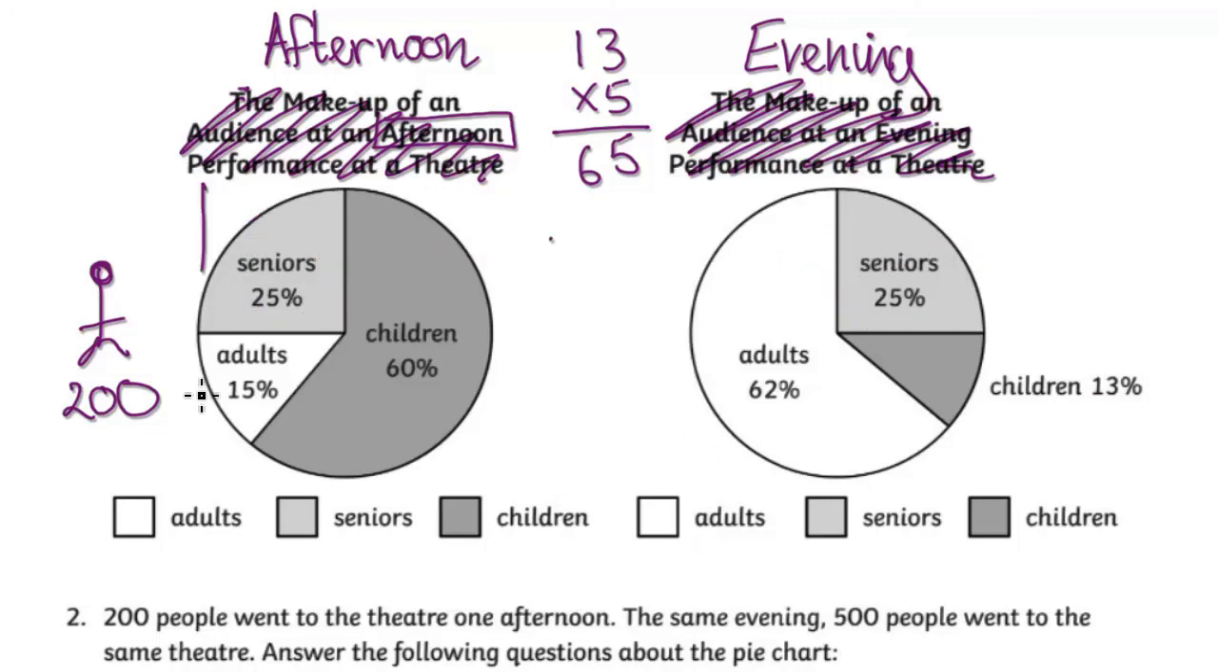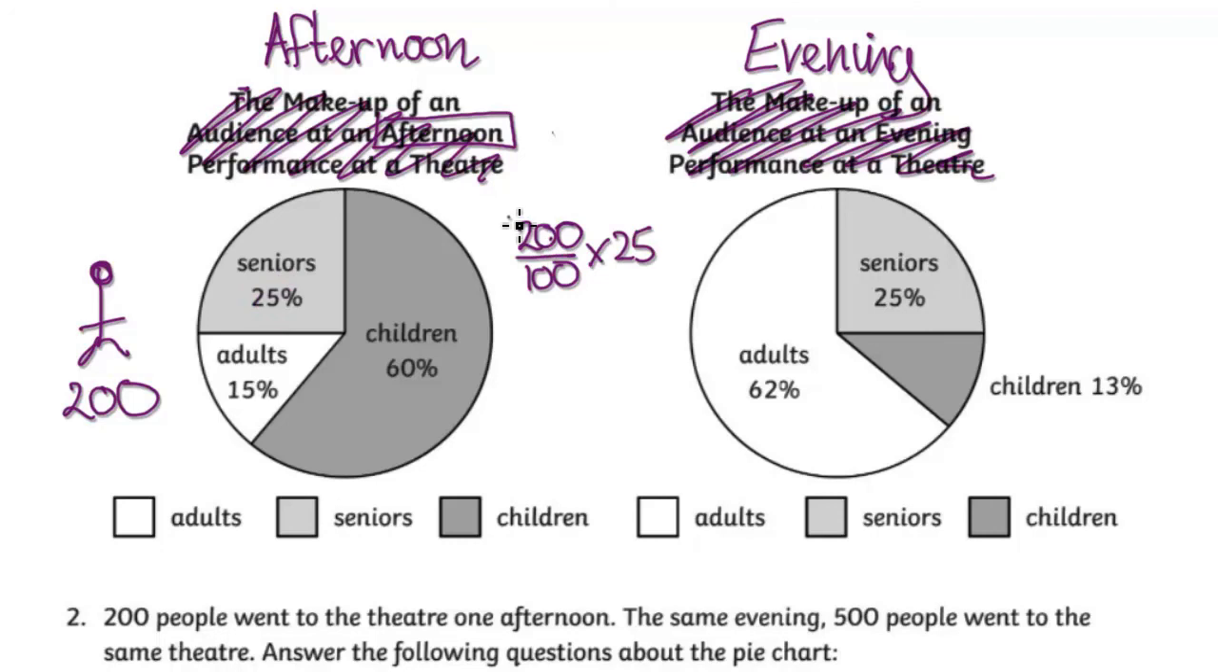Let's work it out. For this one here, get your whole population, which is 200. Cut it up into 100 equal pieces, and then get 25 pieces. So here it would simplify to 2 times 25. So really here you've got 50 senior citizens, 50 seniors here.